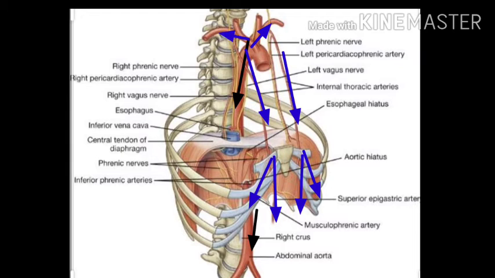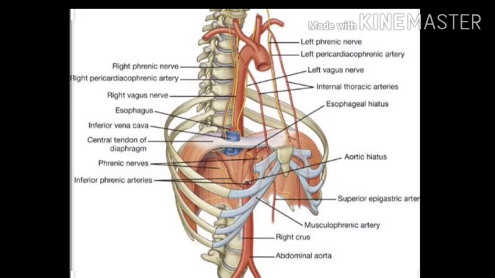There is also one other type of artery which does not arise from the thoracic aorta, but arises from the abdominal aorta, that is, after it passes through the diaphragm, and it is known as the inferior phrenic arteries. It basically supplies the diaphragm, arising from the abdominal aorta.